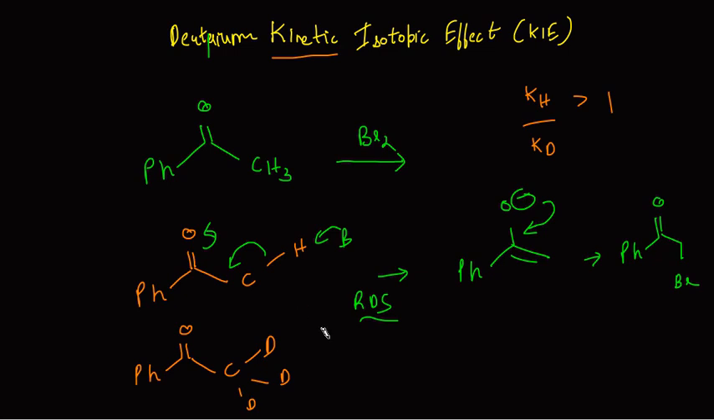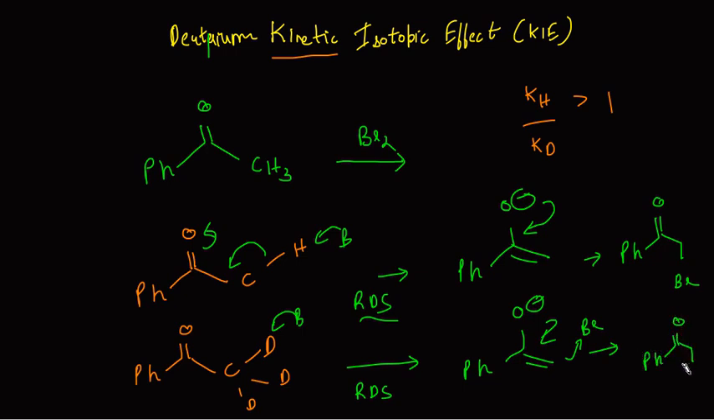Now the same thing, we'll add a base. The base will abstract the deuterium in this case. And then again, if this is indeed the rate determining step, then the same thing will happen over here. The enolate will be generated. Okay, and then this O minus will migrate and it will attack the bromine present, and it will lead to the generation of PhCOCH2Br. So if this is indeed the rate determining step, the Kh by Kd value should be greater than 1.